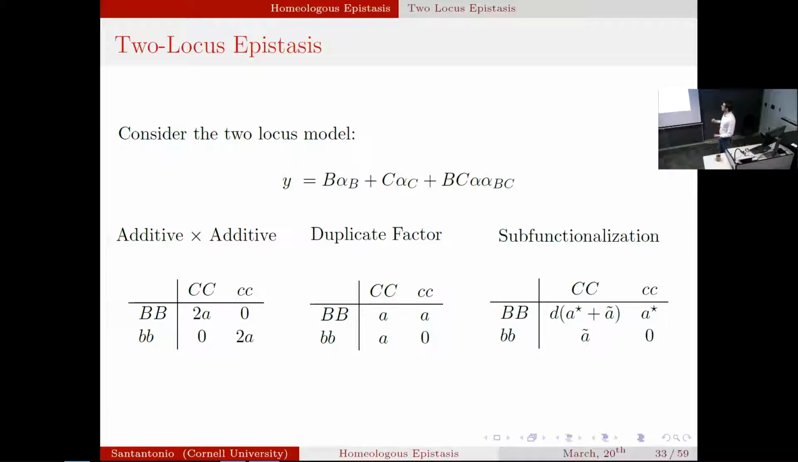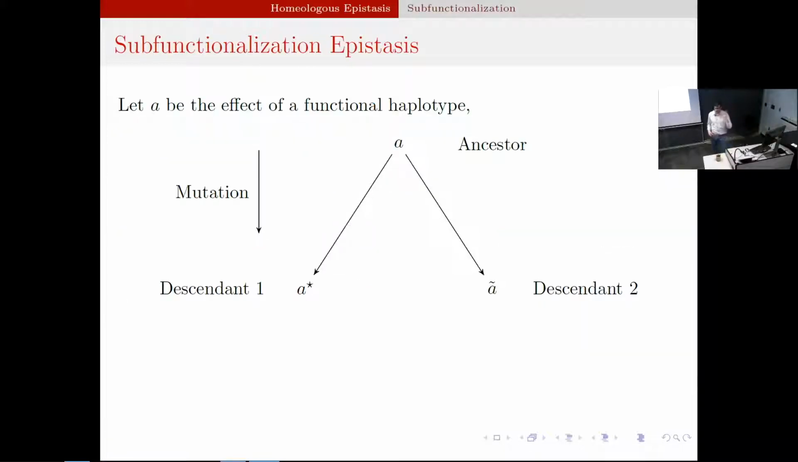And I'm going to introduce this idea of subfunctionalization epistasis. This model is flexible. It allows everything from a duplicate factor all the way to an additive and then beyond. And I'm going to give you an example of this.